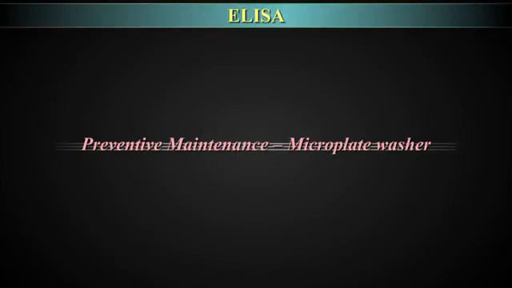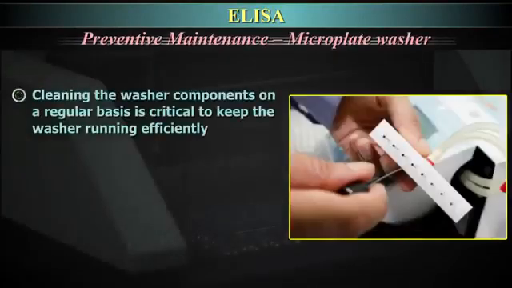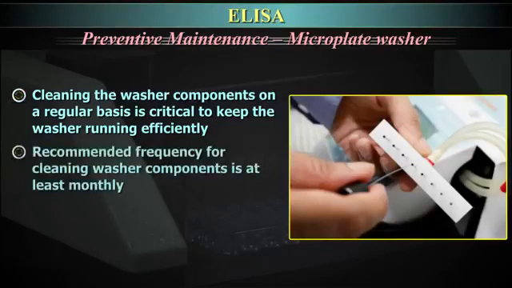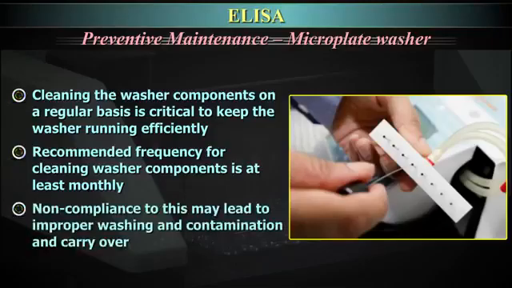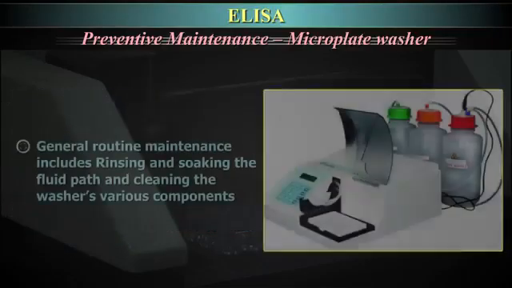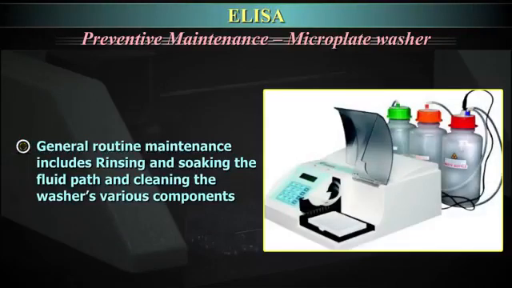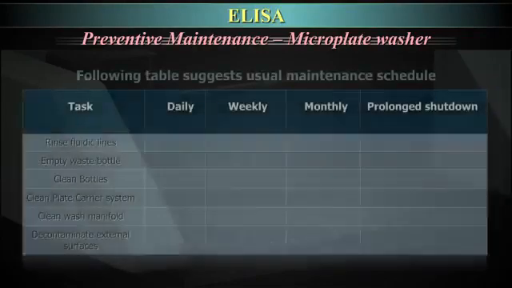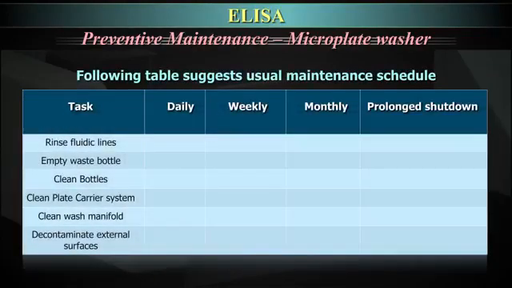Preventive maintenance. Microplate washer. Cleaning the washer components on a regular basis is critical to keep the washer running efficiently. The recommended frequency for cleaning washer components is at least monthly. Non-compliance to this may lead to improper washing and contamination and carryover. General routine maintenance includes rinsing and soaking the fluid path and cleaning the washer's various components. The following table suggests usual maintenance schedule.